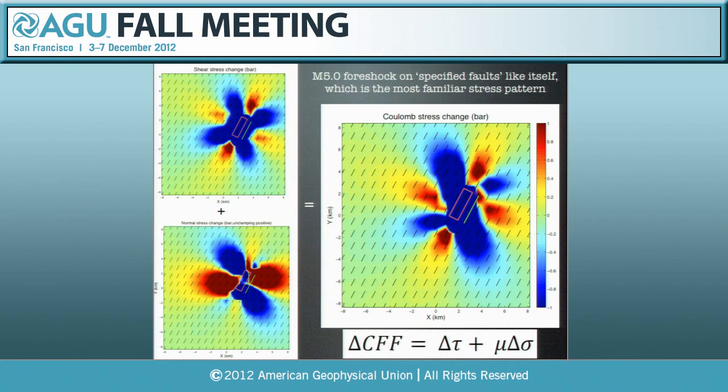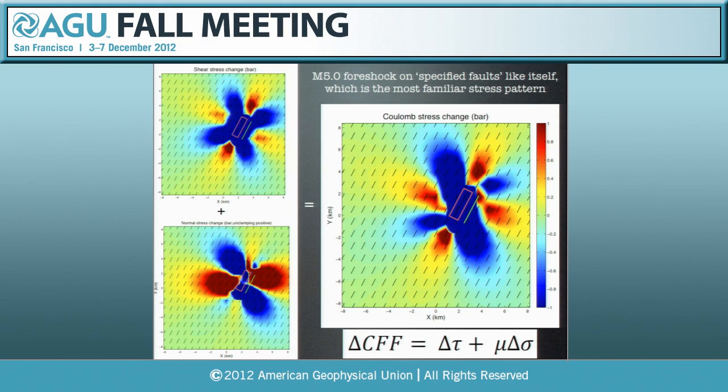Just as an example, I wanted to look at the magnitude 5.0 foreshock on specified faults that are defined like itself. This is the easiest and most familiar stress pattern to initially look at. Here above, I've plotted the shear stress change in bars, where positive changes are shown in red and negative changes are shown in blue. Positive changes will promote failure, while negative changes will inhibit failure. The shear stress change is positive in the direction of slip, so that rake is very important.